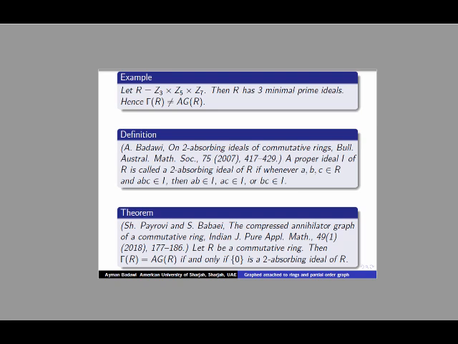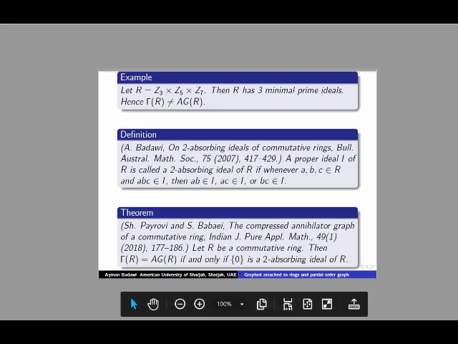Look at this very nice connection, which is recent, relatively speaking. In 2018, I think they are Iranian mathematicians, in the Indian Journal of Pure and Applied Mathematics.